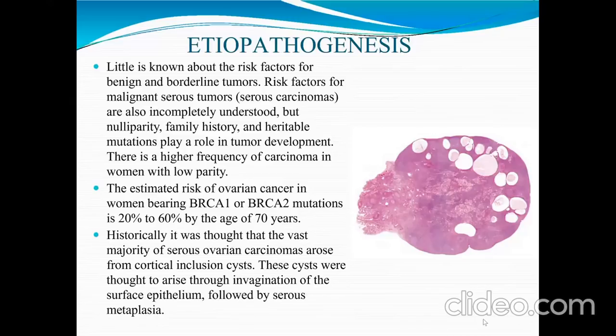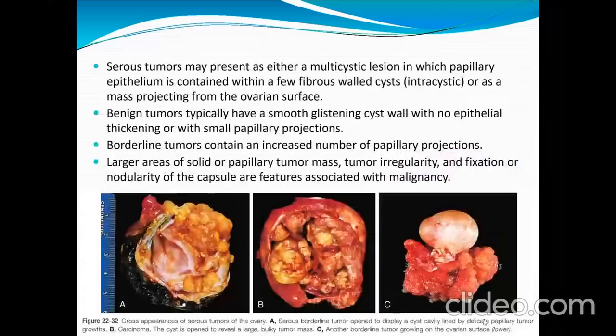It was believed that these inclusion cysts were the reason for serous carcinoma, but now other theories are available which implicate the BRCA1 and BRCA2 genes and also nulliparity and family history. Serous tumors may present as either a multicystic lesion in which papillary epithelium is contained within a few fibrous walled cysts or as a mass projecting from the ovarian surface.